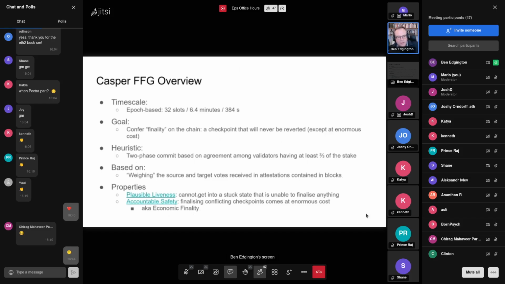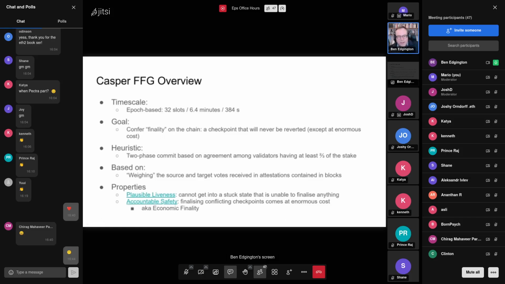And it has properties which are analogous to liveness and safety, because it's an overlay. It doesn't have its own liveness in a way. It's not producing blocks, but it has a sort of plausible liveness, which means that Casper FFG can never get into a stuck state that is unable to finalize anything. So in other words, Casper FFG can always have a go at finalizing another checkpoint without having to slash participants unnecessarily.